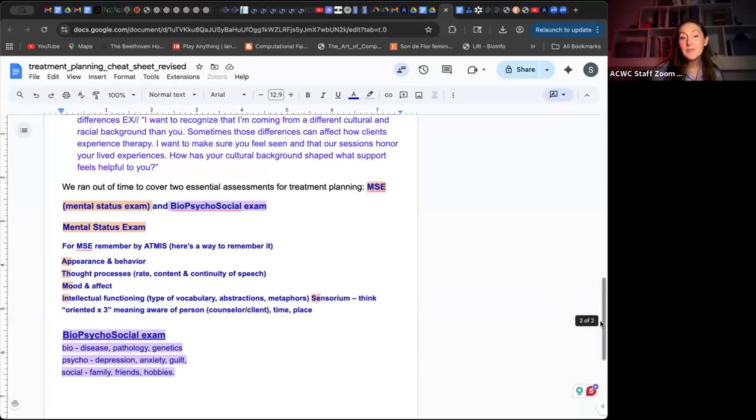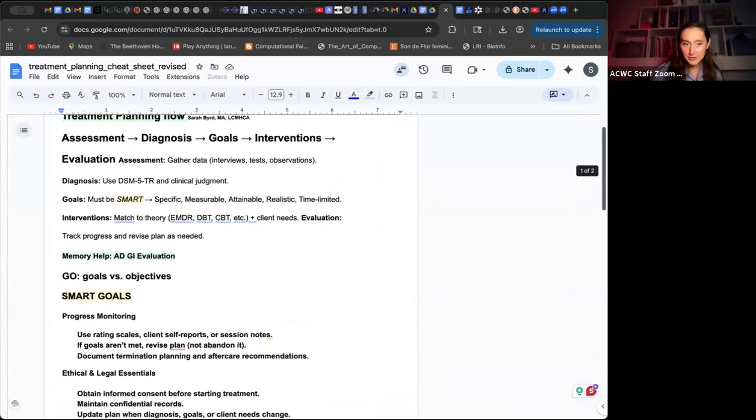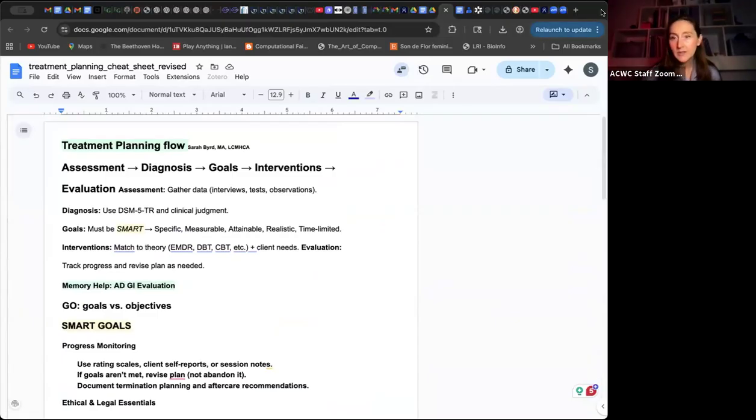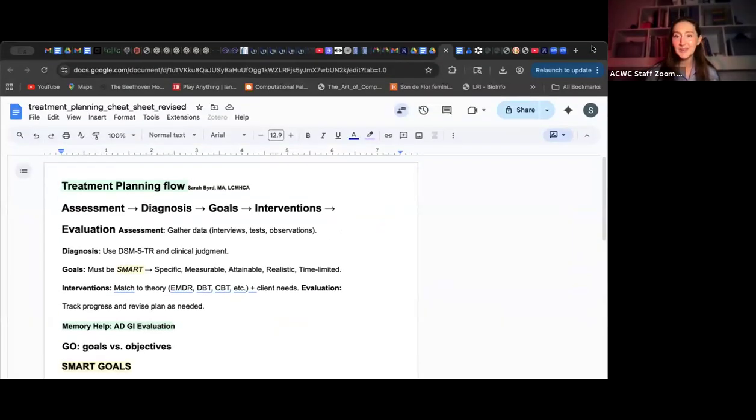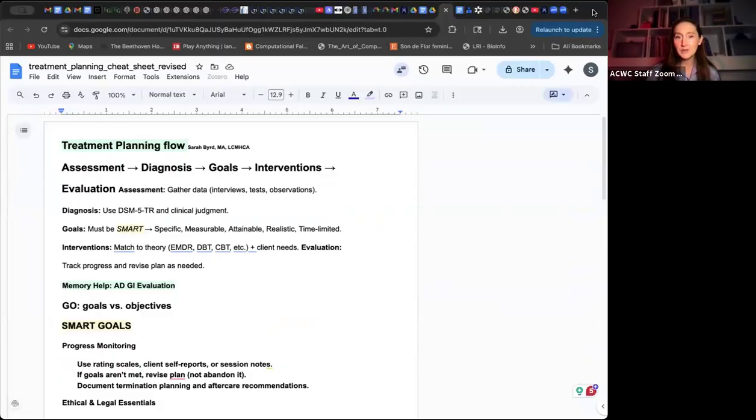All right. Now that is the big picture of treatment planning. Before I move on to some questions on this, and then I'm excited because then I think we'll have time to move on to the diagnosing part, do y'all have any questions on the treatment planning flow here? No, I think not. Okay, I'm not hearing anything, so I'm going to take silence as no.